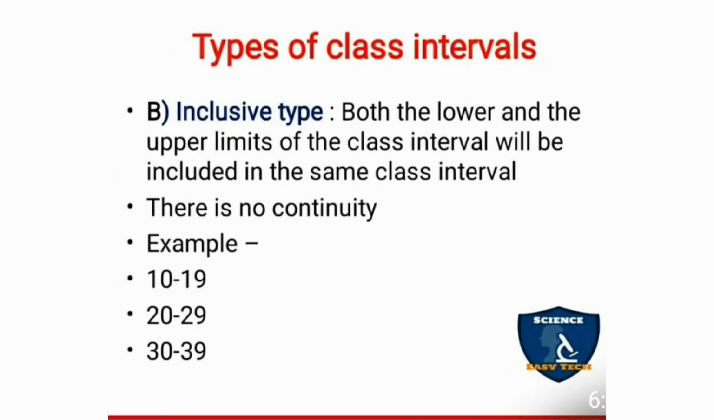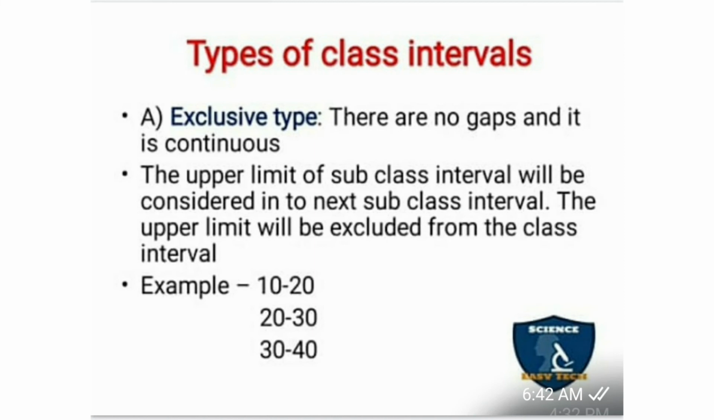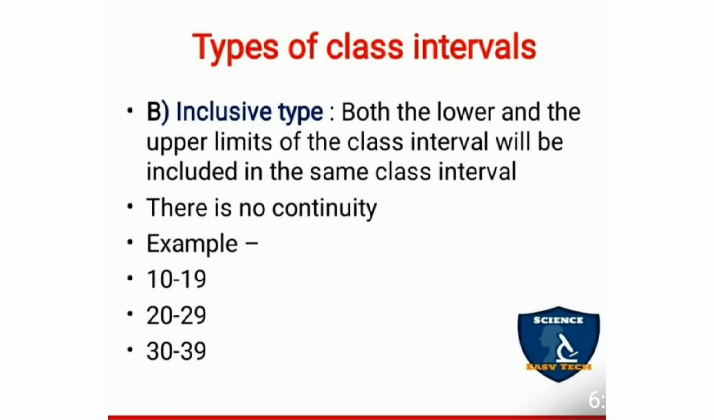So in exclusive type, you are excluding the upper limit of that particular class and including it in the next class interval. But in inclusive type, both the upper limit and the lower limit will be included in the same class interval. For example, 10 to 19, 20 to 29, 30 to 39. Here 10 should be included in the same class interval and 19 also should be included in the same class interval.